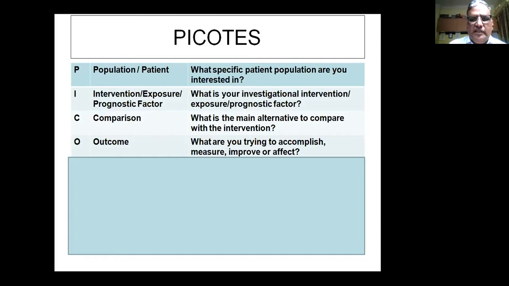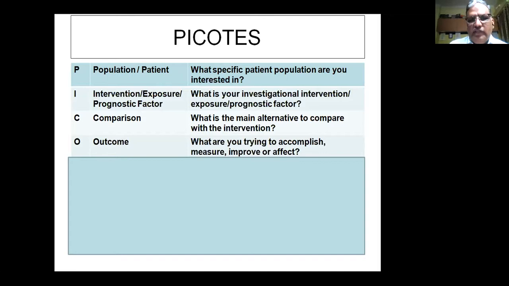So if it is the RCT kind of situation, then intervention. If it is a cohort kind of situation, then you would think about exposure to that factor. So what is your investigational intervention, exposure or prognostic factor under consideration? Then C is for comparison or control. What is the main alternative to compare with the intervention?